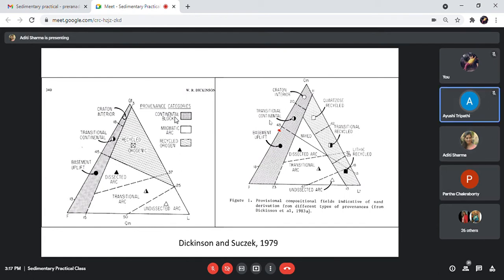Or alternatively, you can say 57% quartz. You can either mark 57% quartz or 43% feldspar. It is the same point.